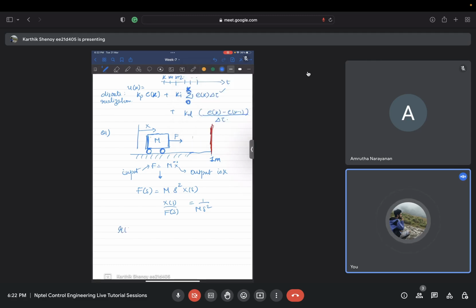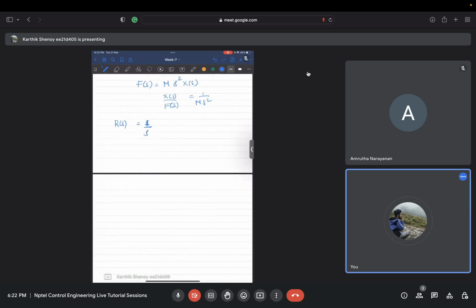So my r of t will be a step, so that will be 1 by s. R of s will be 1 by s, okay. So now I will just model it as a block diagram. So I have 1 by m s square, the output is x of s, input is my force, the force generated by it could be a motor, it could be anything, a thrust, it could be anything.